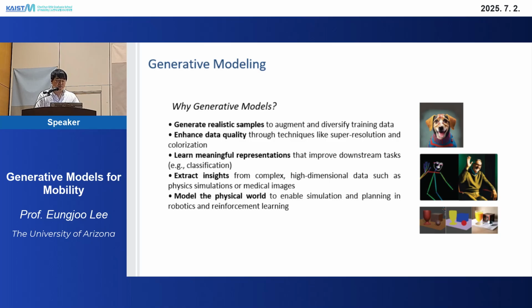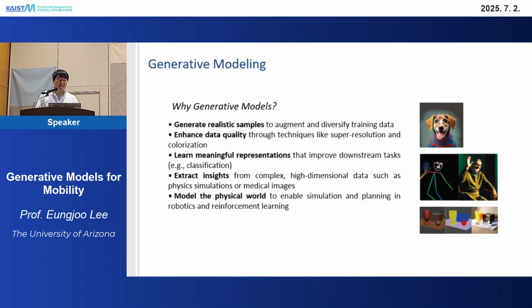So why are people using generative AI again? You are interested in generating realistic samples to augment and diversify the training data set. What if you have a limited data set? People may use public data sets available, but typically when you are solving some specific downstream task, you would not have sufficient labeled, realistic data you can use. That's why you try to use generated realistic samples by using this generative modeling.